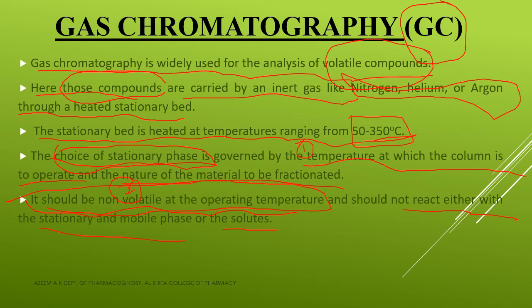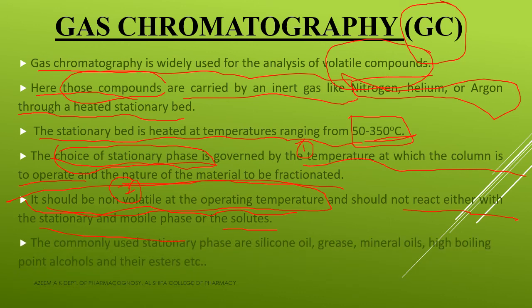Okay, so the choice of stationary phase is governed by the temperature at which the column is to be operated and also the nature of material that is to be fractionated. And this stationary phase should be non-volatile at the operating temperature, and it should not react either with the stationary phase or with the mobile phase or even with the solutes. Clear? So it should be non-volatile, that is, it should not become volatile at the operating temperature, ranging from 50 to 350 degrees Celsius, and it should not react either with the stationary phase or with the mobile phase or with the solutes. Clear?